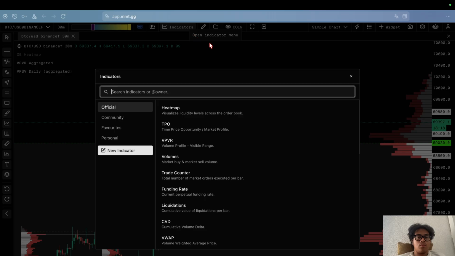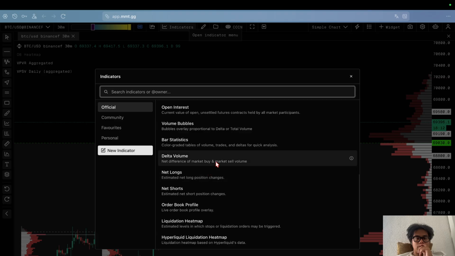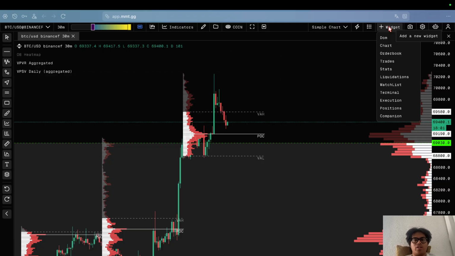Now let's go with also a TBO order book profile. I don't know what this one is. Yeah, we're gonna go again. The indicators are not that important. What's important is this one, the widgets.